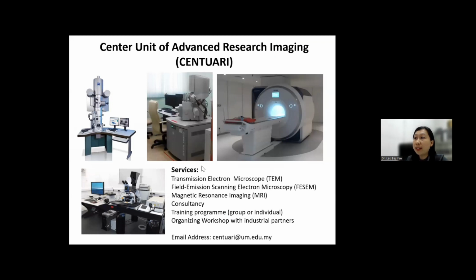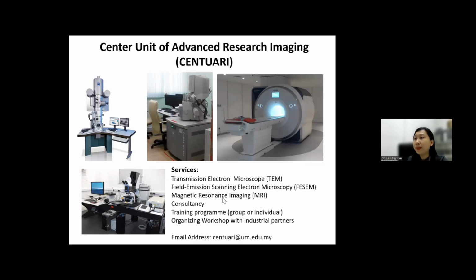We provide services such as a transmission electron microscope, field emission scanning electron microscope, and MRI services. Dr. Azam will explain about this afterwards. We also provide services such as consultancy and training programs that we can design for groups or individuals, and we organize workshops with industrial partners. If you're interested in sending a sample or have any collaborations, feel free to email us.